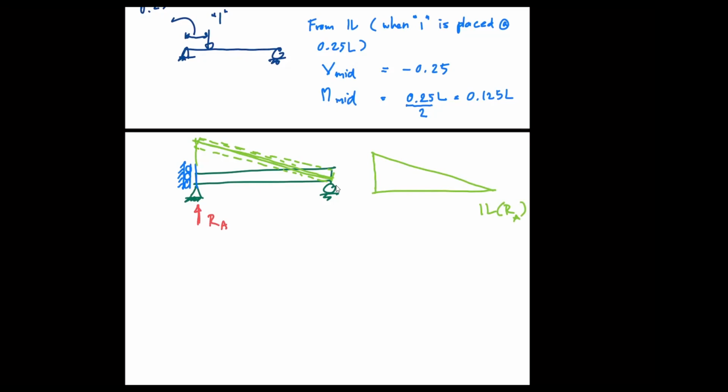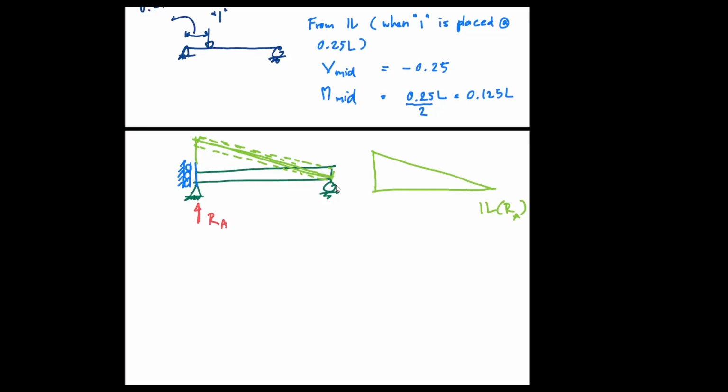Because you know that when you place the unit load on top of A, RA must be equal to 1. So that's the location where you can calculate the RA very easily, right? And this has to be 1.